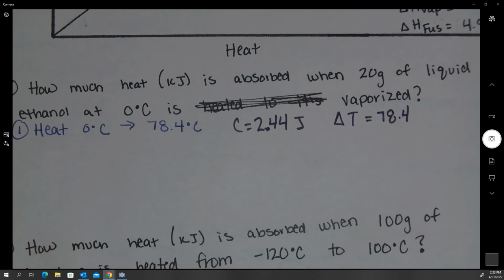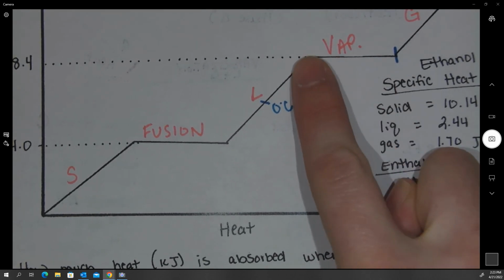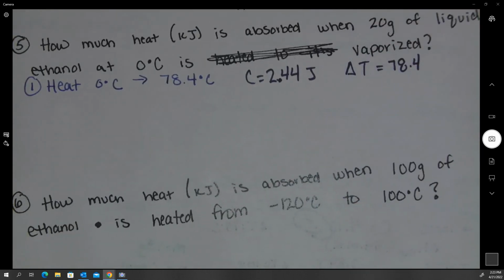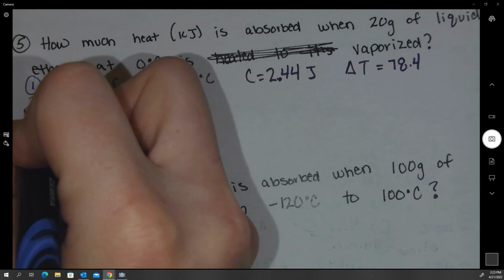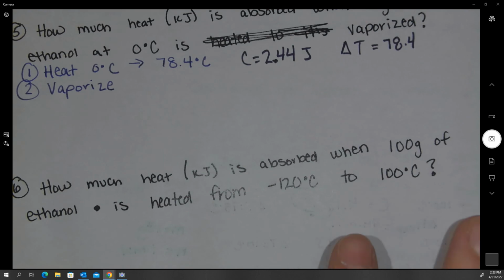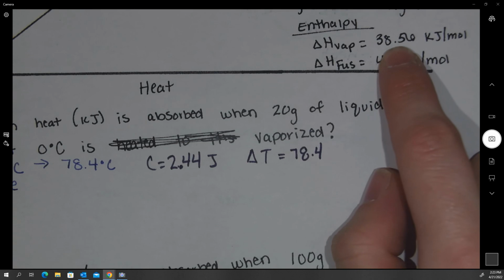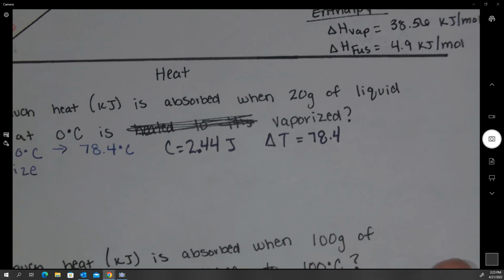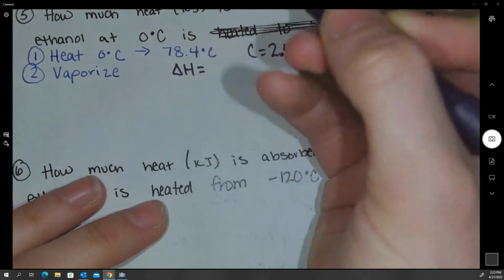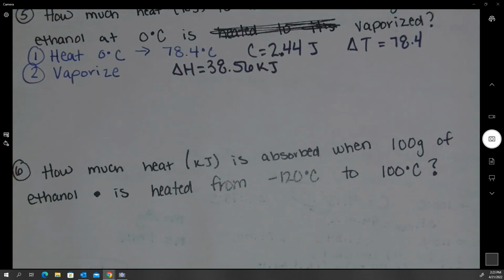Step 2. Once I've reached 78.4, what happens on my graph next? Vaporization. What is that classified as? Phase change. So step 2, we're going to vaporize. Because I'm vaporizing, I'm going to be working with delta H. I'm going to use the one for vaporization. So 38.56 kilojoules is going to be my delta H for this step. Any questions right now?